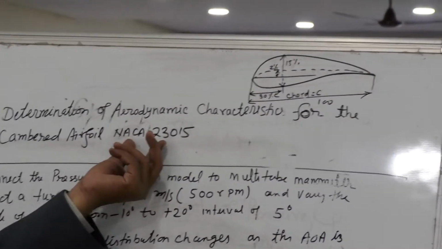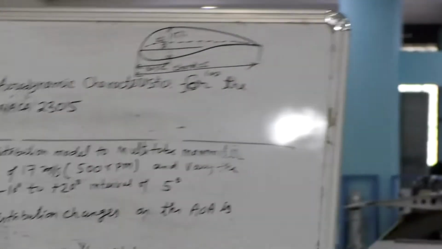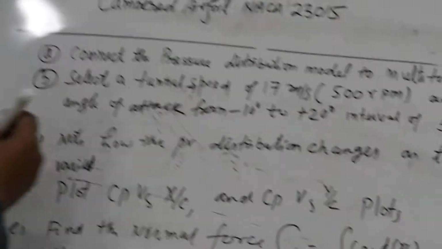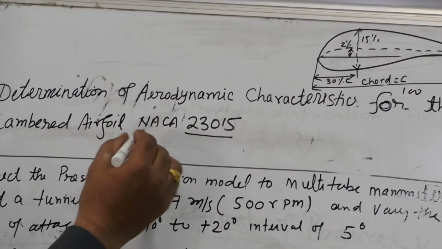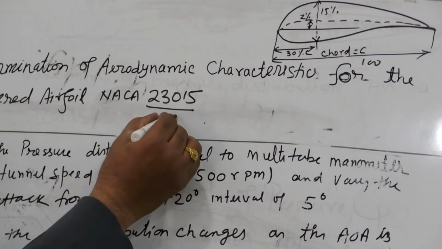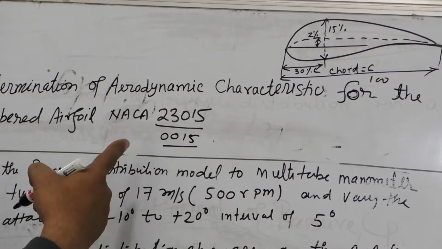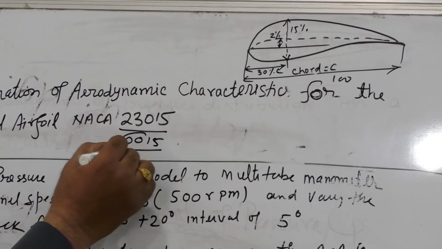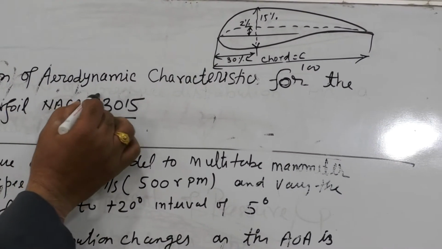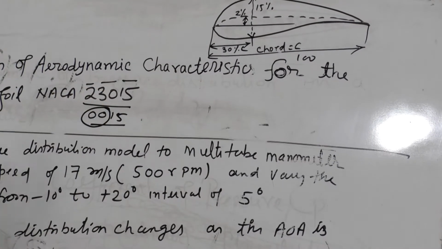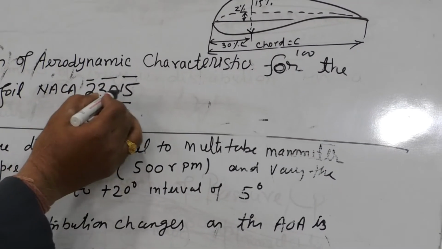What is the 23015? This number indicates that it is not a symmetrical airfoil. In the previous experiment, we have seen 0015. So here this 00 indicates that it is a symmetrical airfoil. But here, three types of digits are there: 2, 30 and 15.